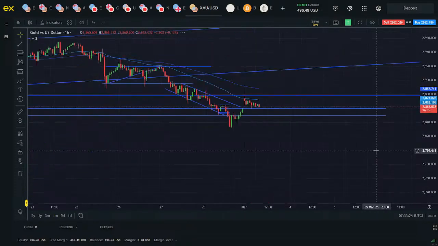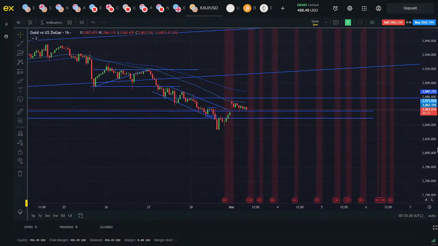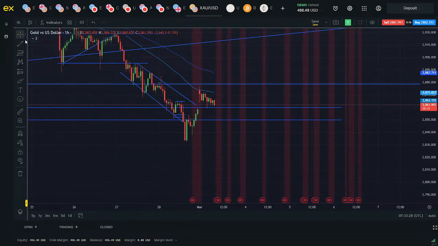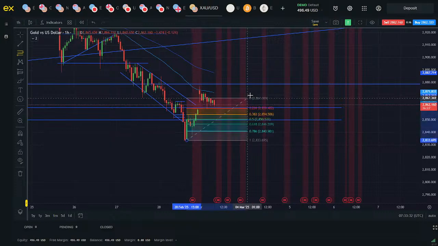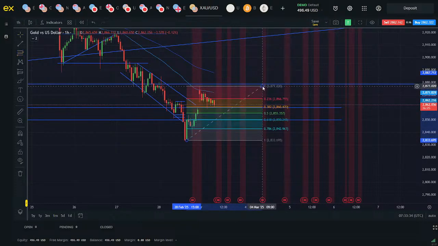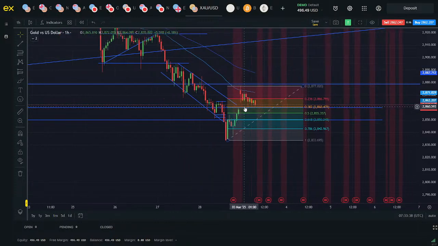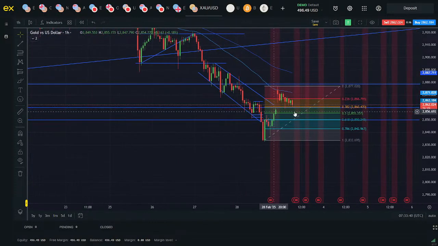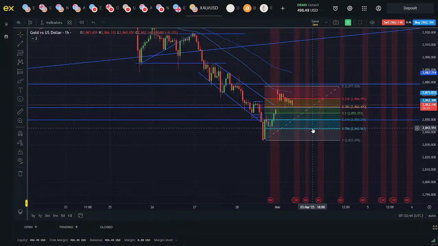Let me show you something in gold. What you can see in gold is you need to take a fib and mark it up from here till this very particular level, and you will see that gold will definitely break up this level also, and it will come till point 0.5 or 0.786 for the institutions to buy.